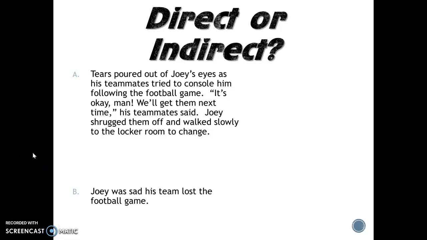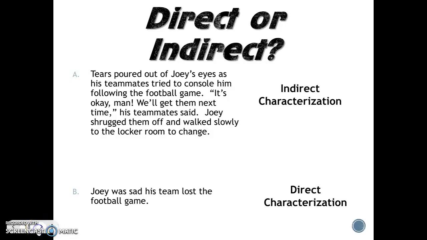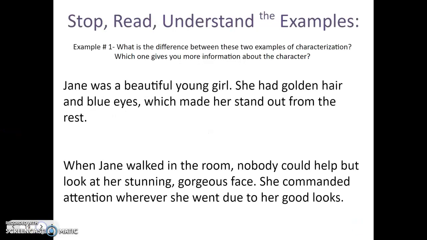Let's look at this one. Which one is direct and which one's indirect? And how do you know? Again, the first example is longer. There's multiple methods of the STEAL method of characterization, right? Actions, there's speech in there, there's reactions in there. So S, the A, the E for effect. And notice in the second one, the author just comes right out and tells you that Joey's sad.